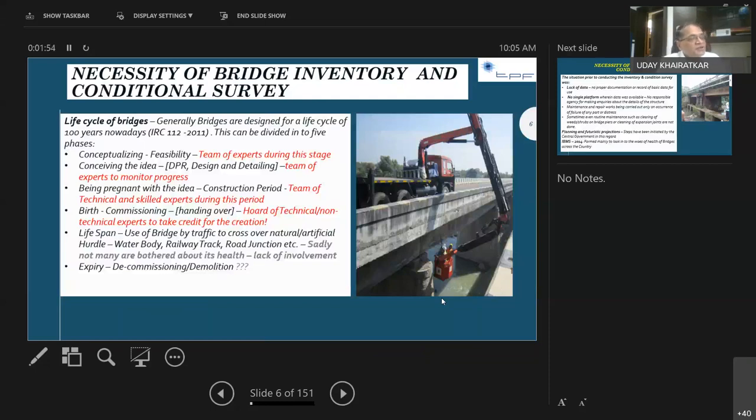Once the bridge is commissioned for use, after that there is a lack of interest, mostly by the concerned department, to actually monitor the bridge. Not many are bothered about its health. There is a lack of involvement. Then, of course, expiry and decommissioning, we don't know much about it.